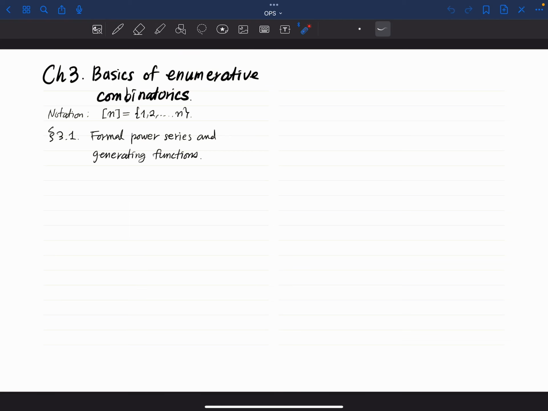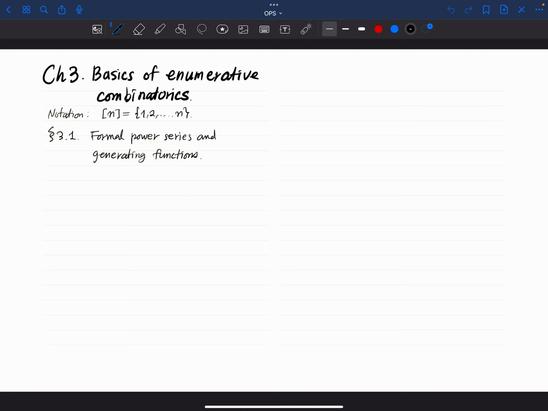Okay, now we will start a new chapter. It's about basics of enumerative combinatorics. So we will learn some necessary properties in enumerative combinatorics that will be used later when we study orthogonal polynomials. So from now on, I'm going to use this notation. And the first section is formal power series and generating function.